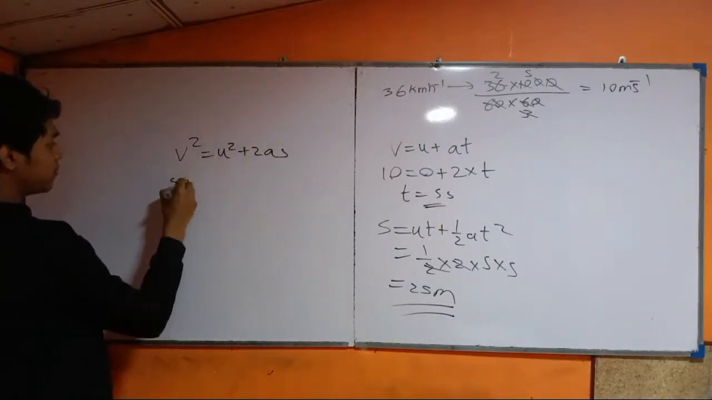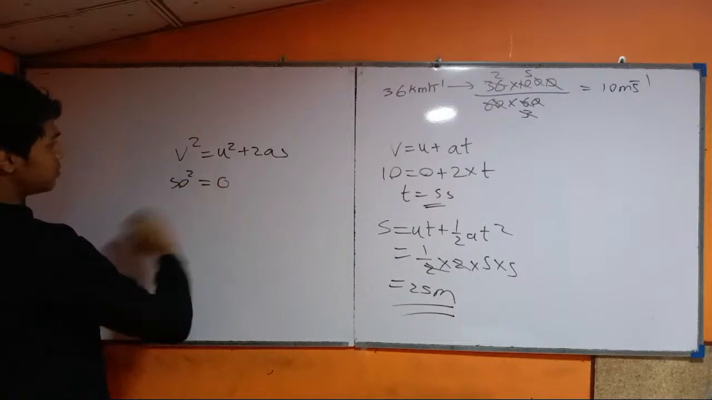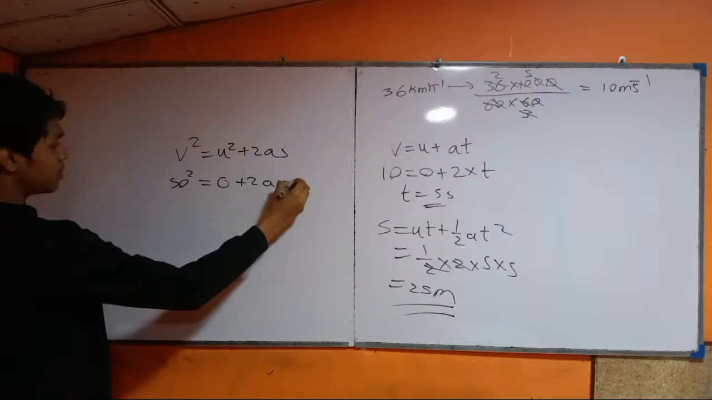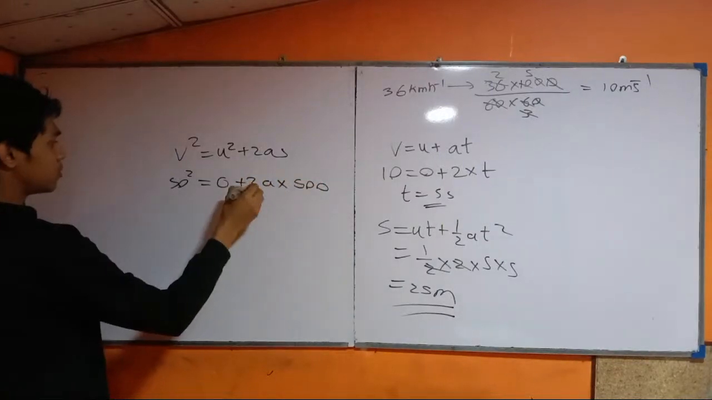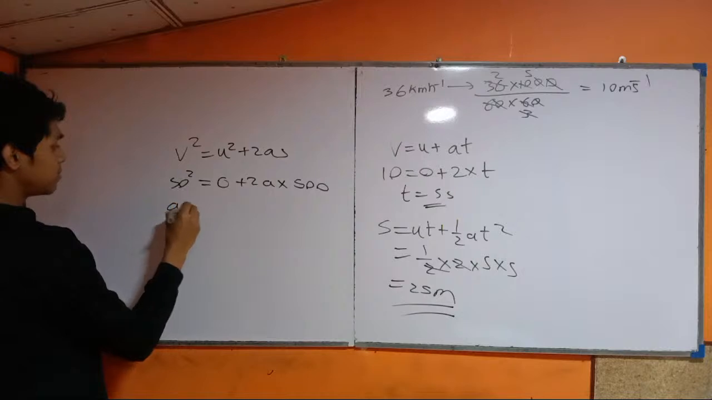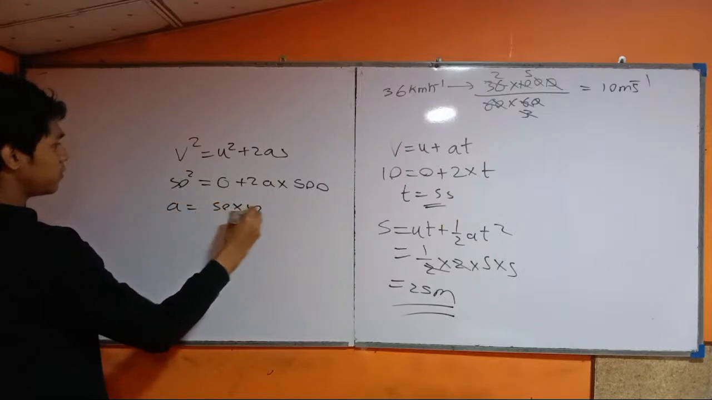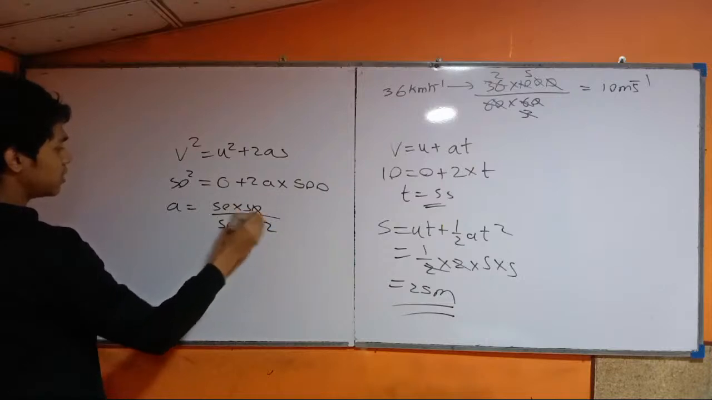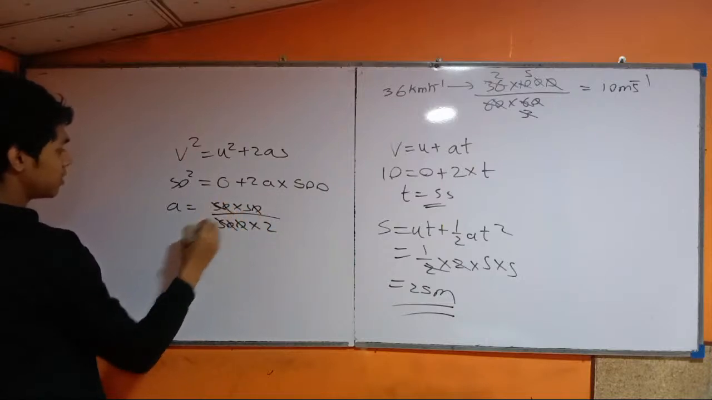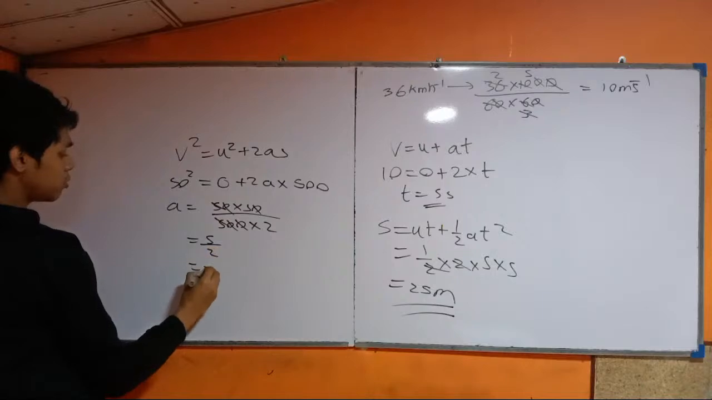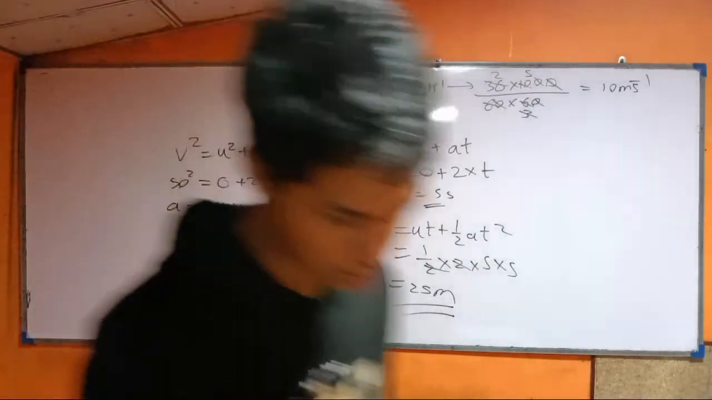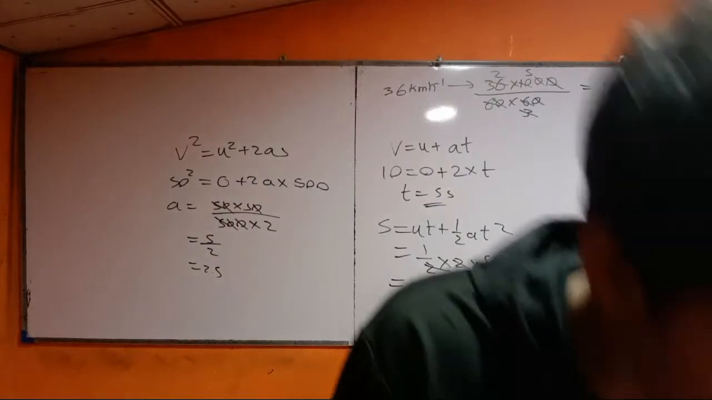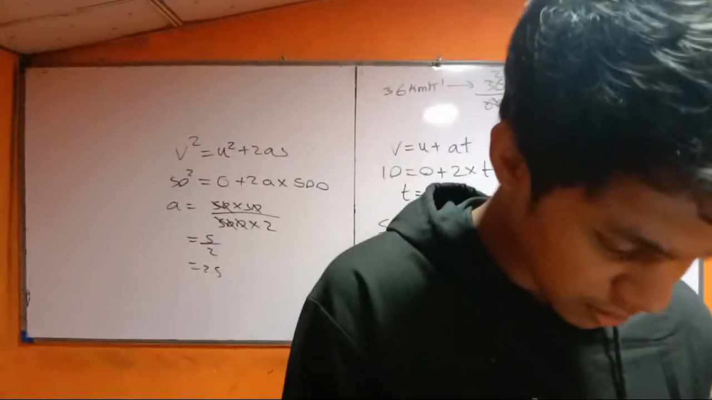Final velocity 50 squared. Initial velocity is 0, plus 2 into a into 500, right? So a is going to be equal to 50 into 50 divided by 500 into 2. Zeros cancel, 5 5 1, 5 over 2, 2.5. Am I correct? Yes. Okay, good. 2.5 meter per square second.